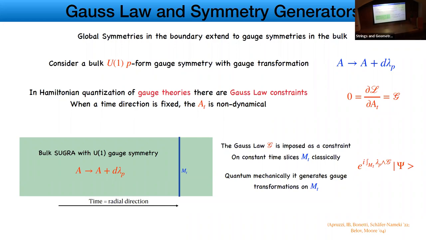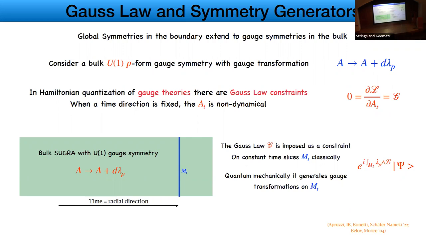Okay. So what we learn in Hamiltonian quantization, you impose the Gauss law as a constraint on states. And the constraint that it imposes is that it generates gauge transformation along such a surface at constant time. Okay. So part of what I will tell you is built on work of Belov-Moore some time ago. But now we want to think about this operator more carefully for what we want to do.